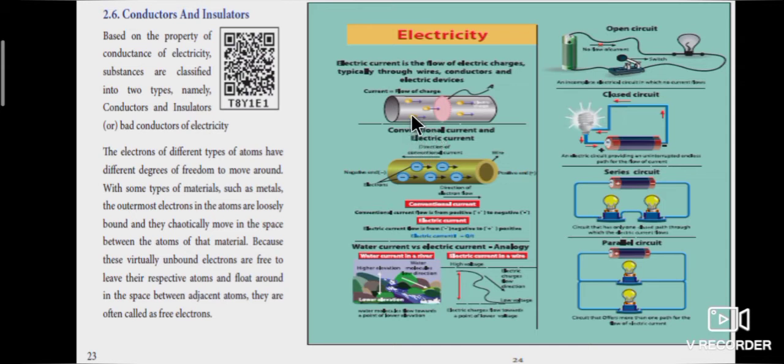Next we have discussed switches, that is open circuit and closed circuit. An incomplete electrical circuit in which no current flows, that is, the switch is off. There is no flow of current, so it is an incomplete circuit. Next, a complete circuit provides an electric current, that is, the bulb glows. The switch is in the on condition, otherwise called a closed circuit.